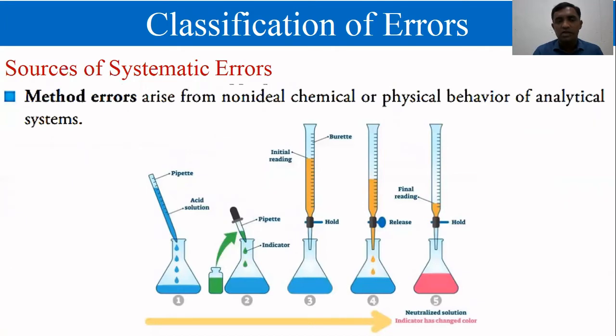In this picture, you can find how we normally do a titration and the different steps involved. We measure the titrant using the pipette and transfer it to an Erlenmeyer flask, and we add a small quantity of the indicator. Then we take the analyte or the titrant in the burette and mark the initial reading. Then we release the reagent and it starts undergoing the chemical reaction, and when it approaches the end point, we observe the color change.